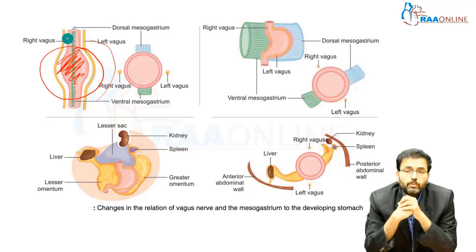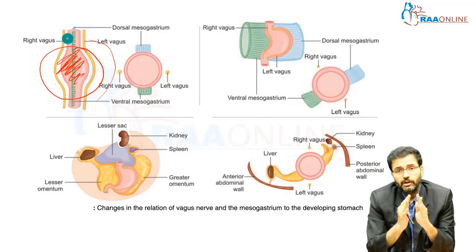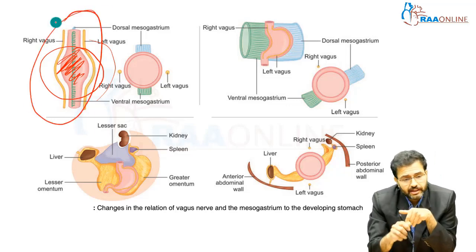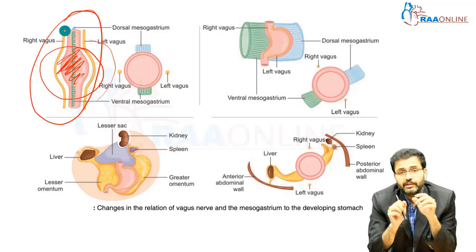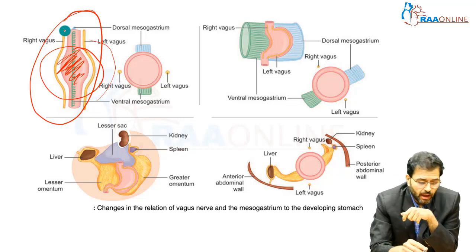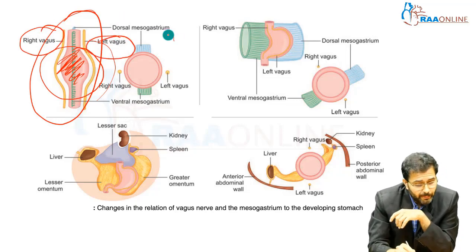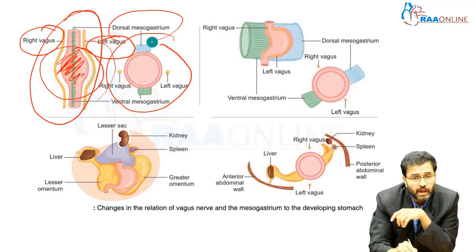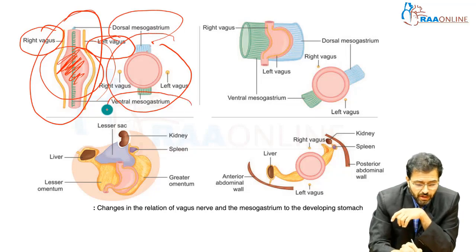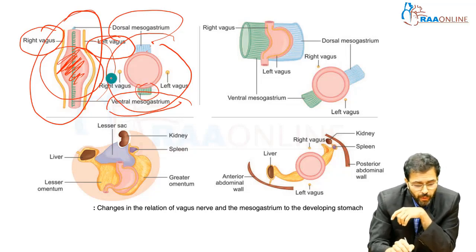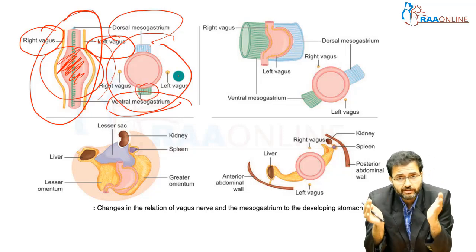Okay. Now, so these are the relations of the stomach when it is upright in this particular stage. So, in this particular stage, you find that the two vagi which are supplying the stomach are on the right and on the left side. Okay, so this is a better image which is showing us the dorsal mesogastrium on the posterior aspect of the stomach and the ventral mesogastrium arising from the anterior aspect of the stomach and the two vagi in relation to the two sides of the stomach.